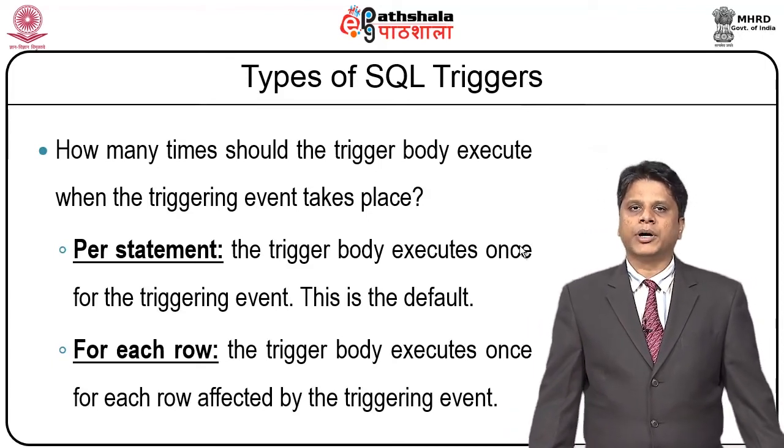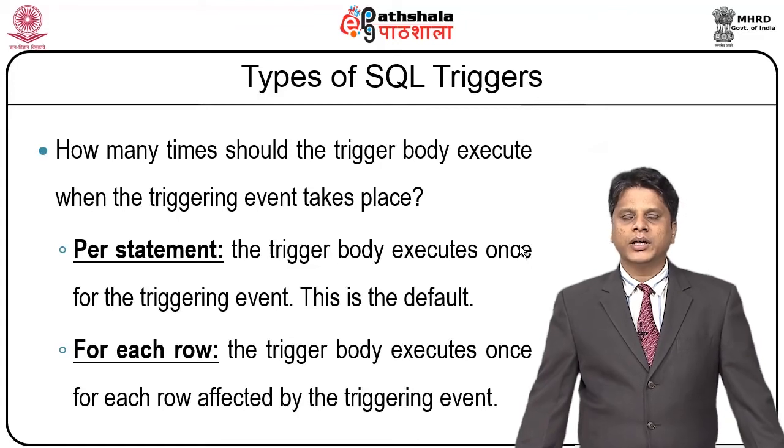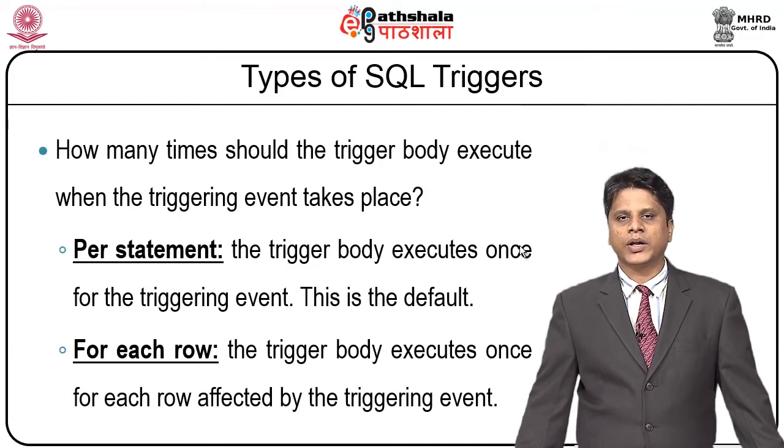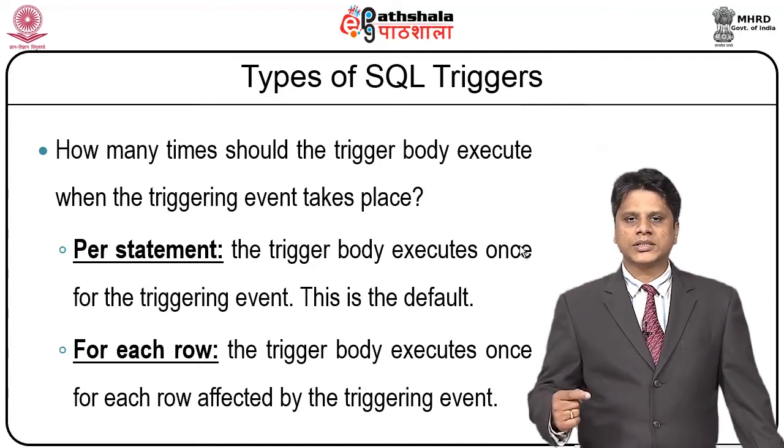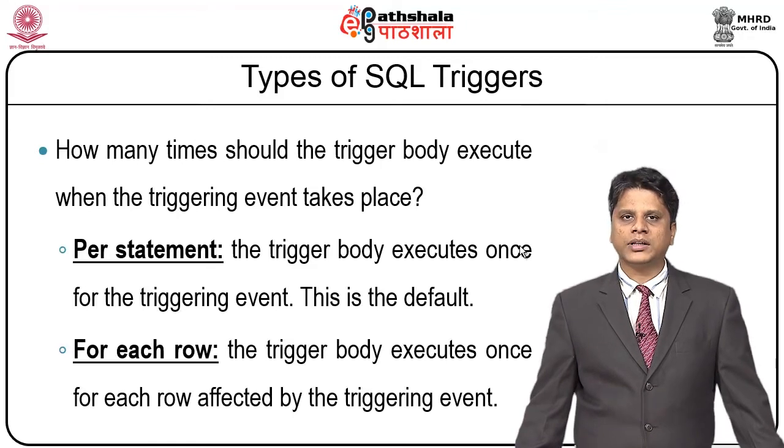Per statement is nothing but the trigger body executing once for the triggering event. As I have told you, per statement itself indicates we are executing the trigger only once. This is the default that has been set, where the trigger body will be executed only once for the triggering event, whereas for each row, the trigger body executes once for each row affected by the triggering event.